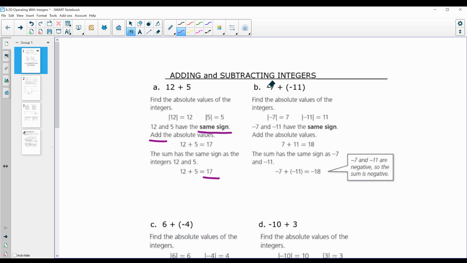On this one here, you have -7 plus -11. They're both negative. They have the same sign. There's a plus sign there, but the -7 and -11 have the same sign, so we're going to add them up. We're going to put them all together. If there's 7 negatives and 11 negatives, that's a total of 18 negatives.